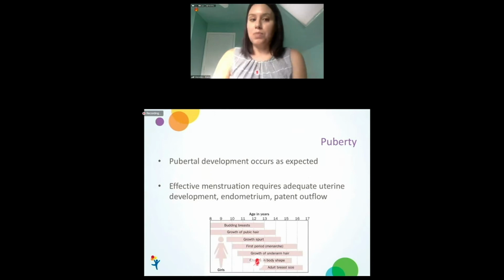In terms of puberty, pubertal development in girls with anorectal malformation occurs as expected. We know that effective menstruation requires adequate uterine development, an endometrium, and then a patent vaginal outflow tract.